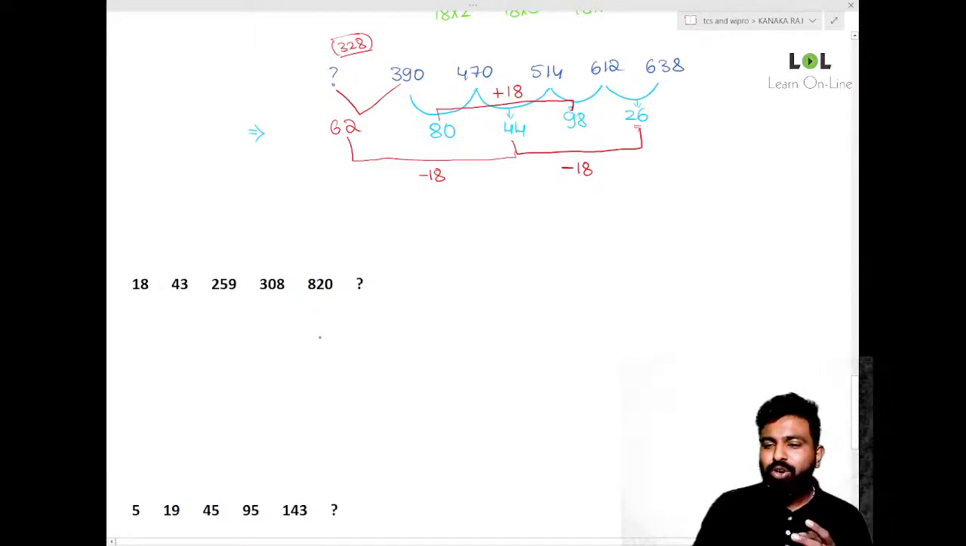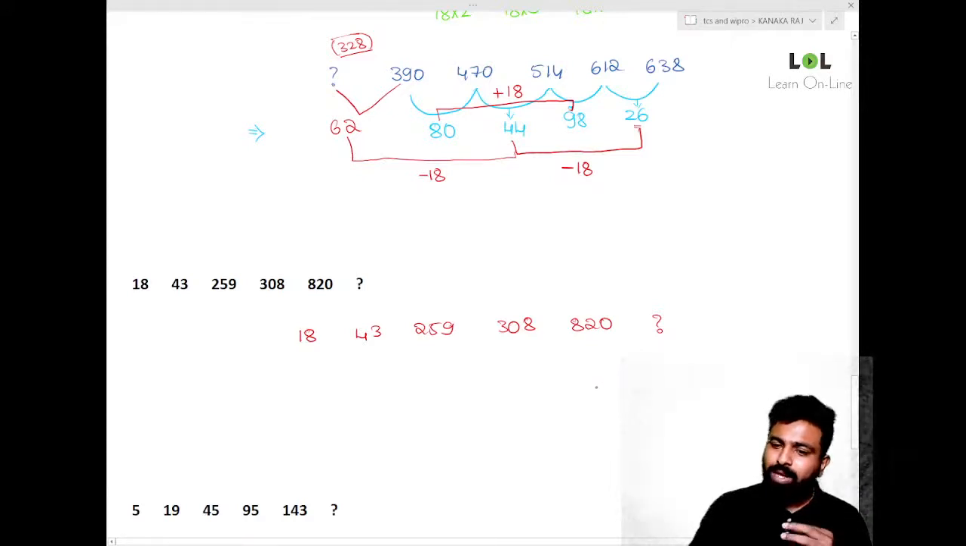Now, moving on to the next question here. What is the next question? 18, 43, 259, 308, 820 and a question mark. 901. How did you get 901? Sri Lakshmi, you're very good with number series. Perfect answer. How did you get 901?